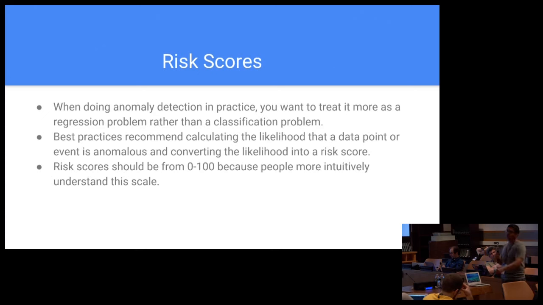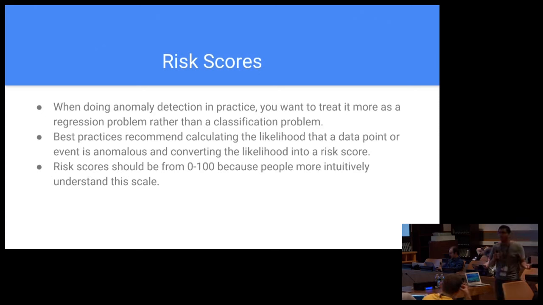Like saying that something is yes or no, this is 0% anomalous. That's a big judgment to make. So rather, you want to give a risk score between 0 and 100. This way, you can say, I think this is a pretty risky value. I'm going to give this a risk score of 50, or of 70. And I recommend doing it on a 0 to 100 scale, because people intuitively understand that scale. 100 is bad, 0 is good.